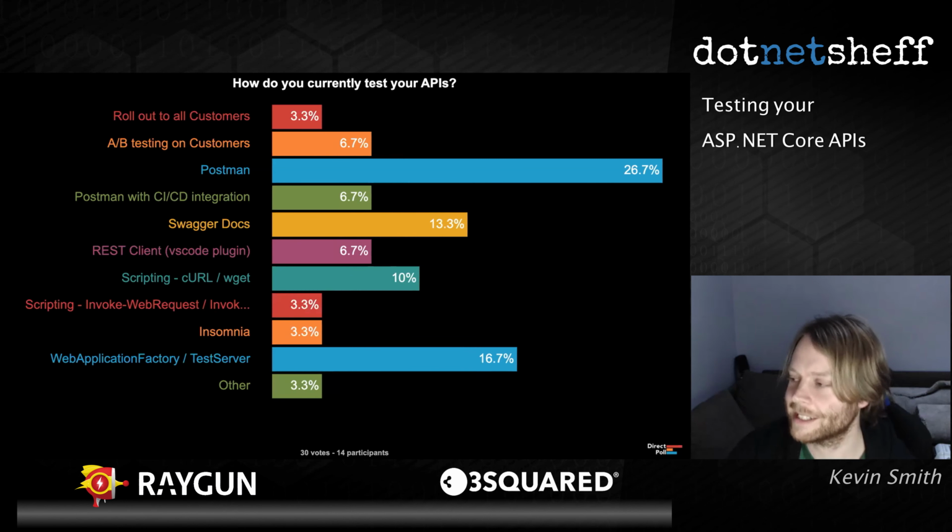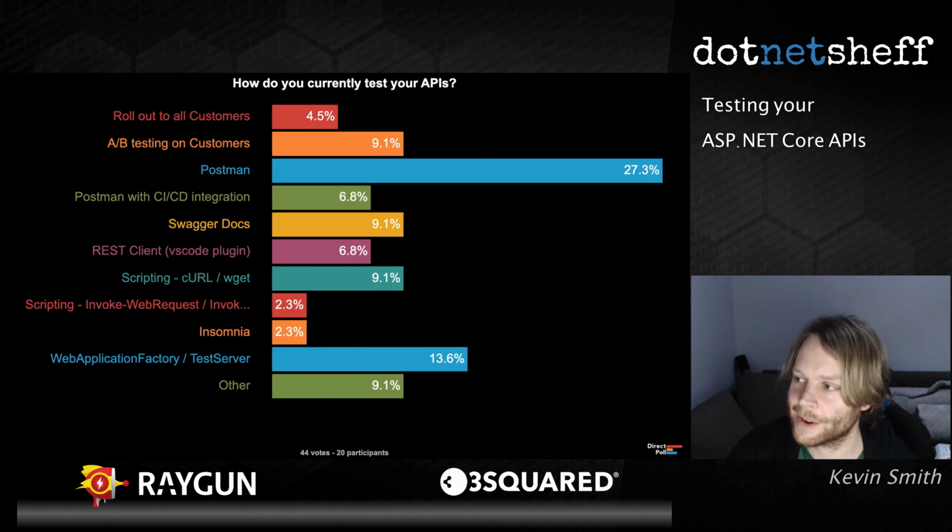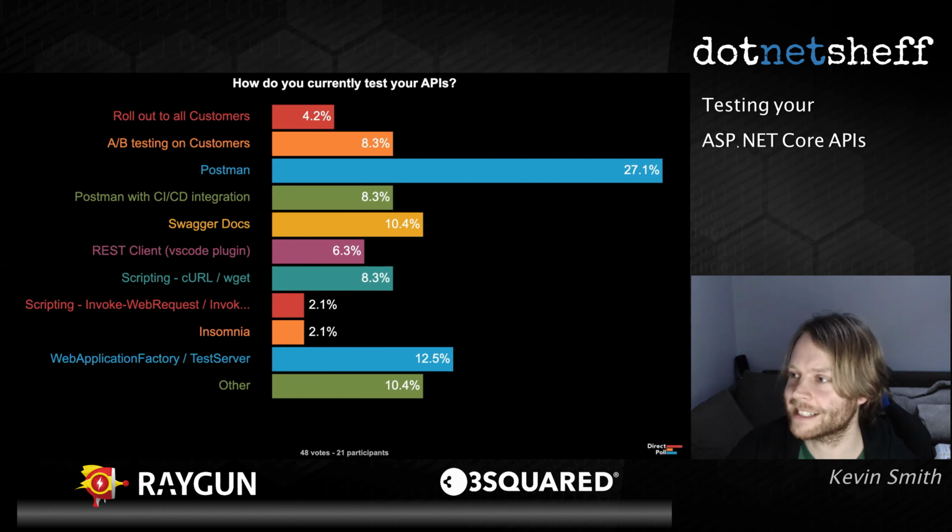Cool, so some people are actually using the ASP.NET built-in stuff. Loads of people are using Postman. Postman seems to be the most common one on Twitter, actually, what people were mentioning. Not many people mentioned Postman with the CI/CD integration. That seemed to be hidden away in their documentation.